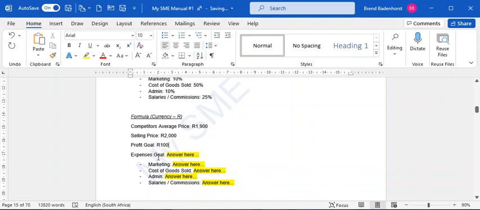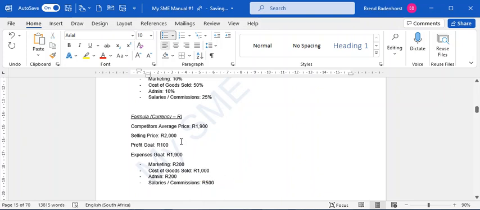My expenses, the goal for the expenses leaves me then with 1,900 Rand to make up. Okay, 10% of the selling price, which is 2,000, is 200 Rand. So that means for every pair of shoes that I sell, I'm willing to reinvest 200 Rand into the marketing. The cost of goods sold, as I've already mentioned, is going to be 1,000 Rand. The administration expenses, then at 10% is another 200 Rand. And the salaries and commissions, which is 25%, will be 500 Rand.